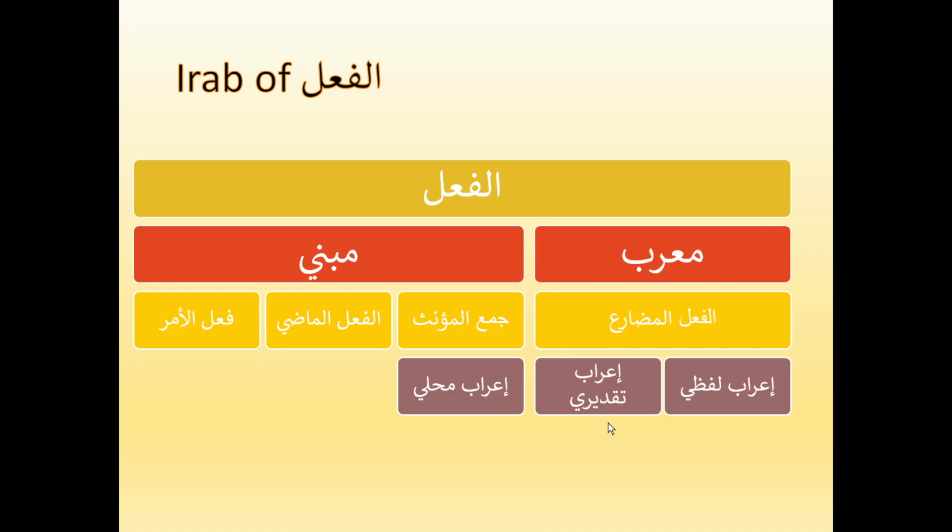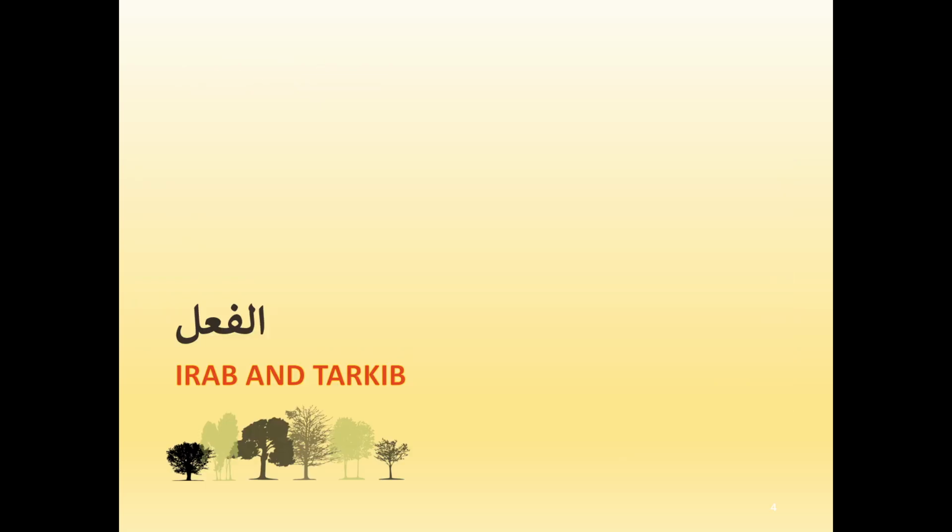So in the case of the mu'rab, this one will be mansub, marfu, and majzum. Here, we say fi mahali rafa, fi mahali nasb, fi mahali jazm. So it has i'rab, it has a function. Whereas madi and amr, no. It's just mabni ala sukun, for example, or mabni ala fatha for the madi. Okay, now let's just go over again.